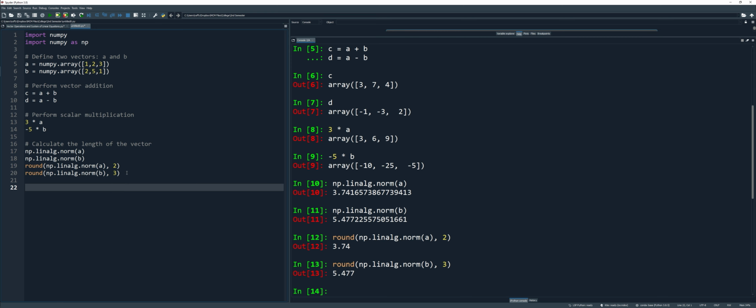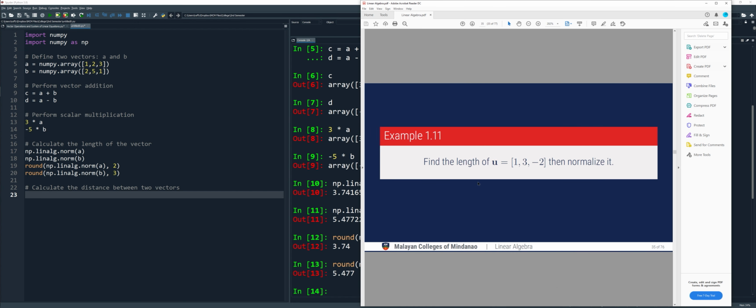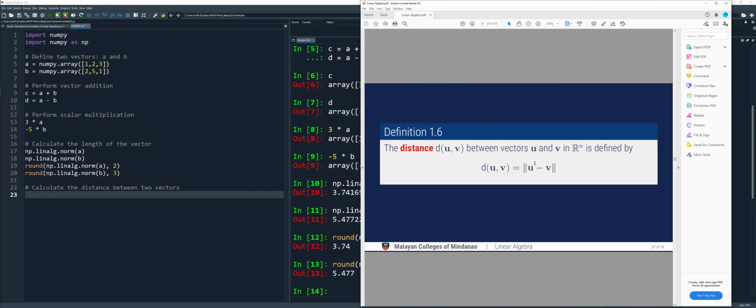Next, let's try to calculate the distance between two vectors. And we can do that using this formula. Basically, if we want to get the distance between the two vectors, all we need to do is get the norm of the difference of the two vectors.